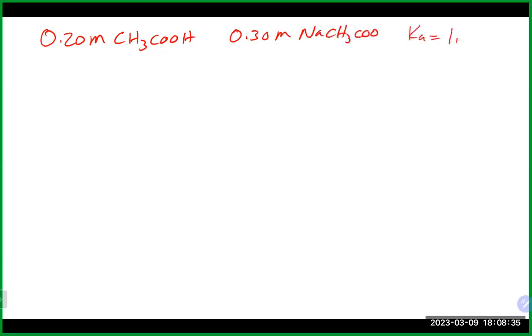So with that in mind, let's take a look at the one we just did, which was we had a solution of 0.2 molar acetic acid. And we also had 0.3 molar sodium acetate. And we had a Ka value, obviously, for acetic acid, 1.8 times 10 to the minus 5. So first off, how do I know I should use the Henderson-Hasselbalch equation, and should I use it in every situation? The answer is no.